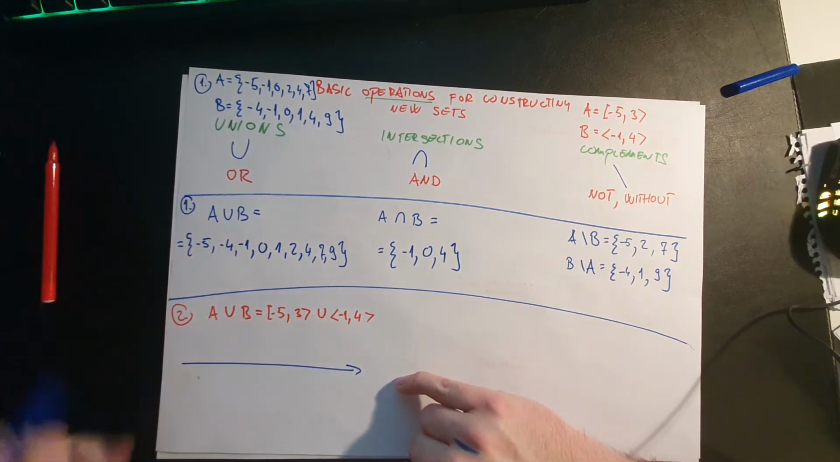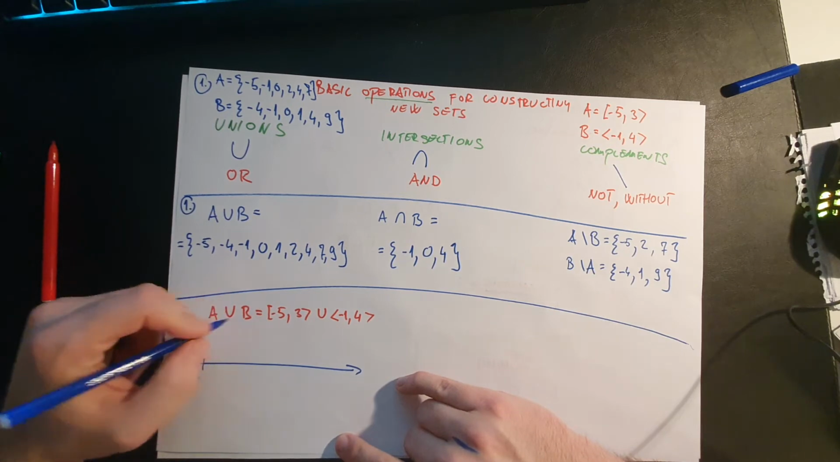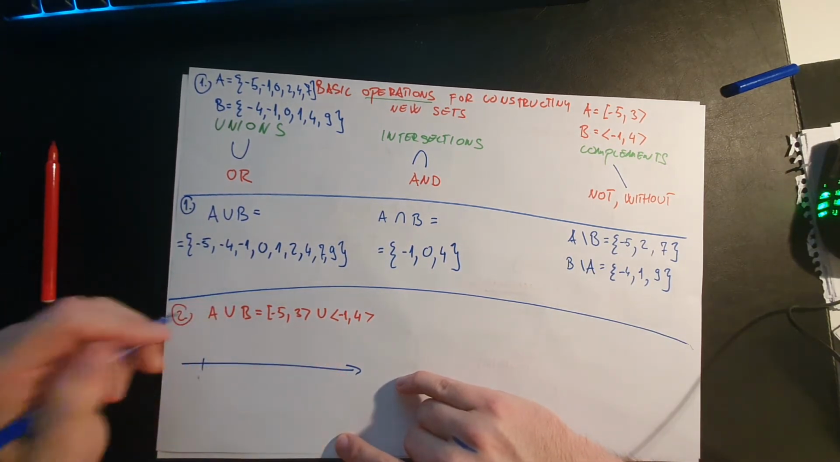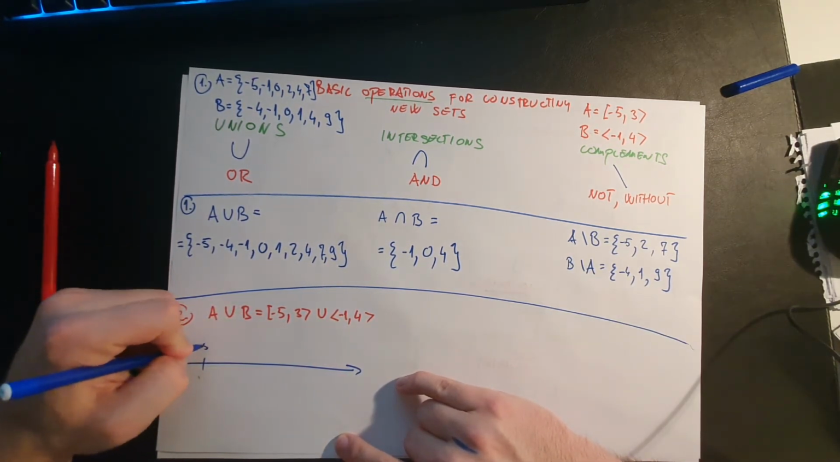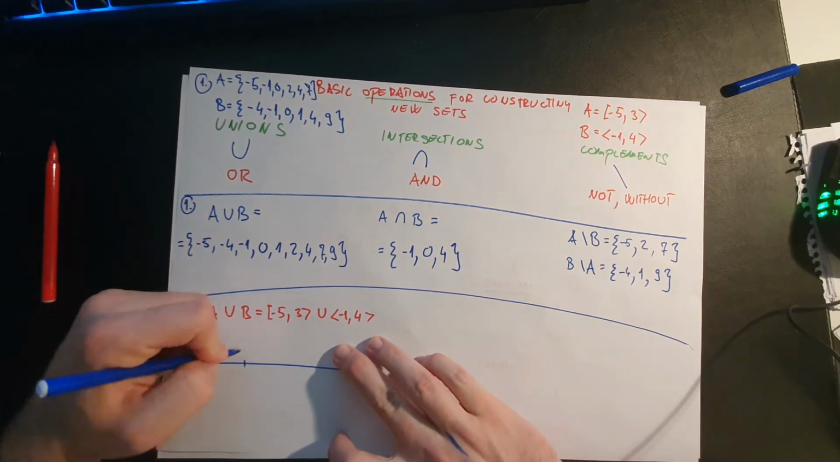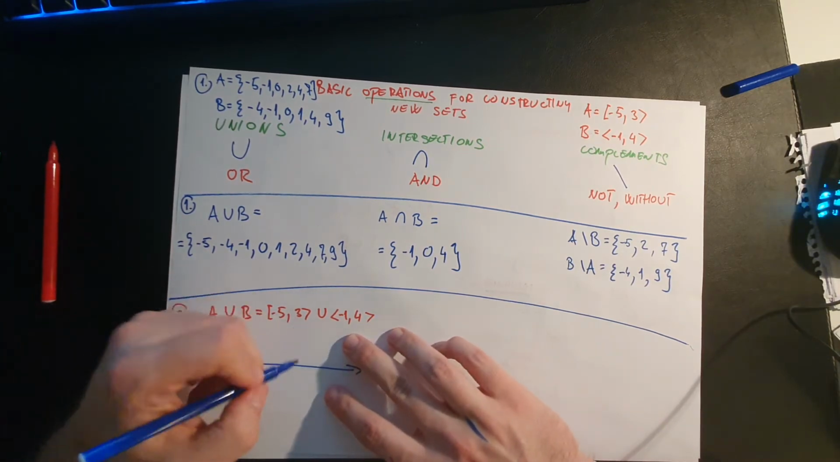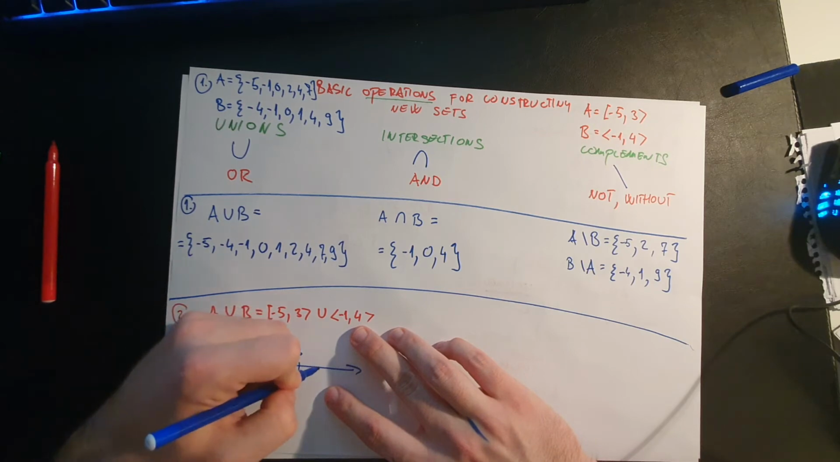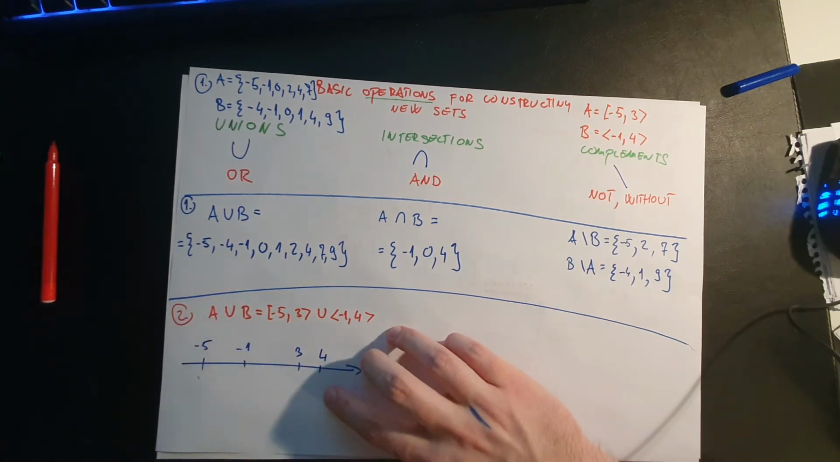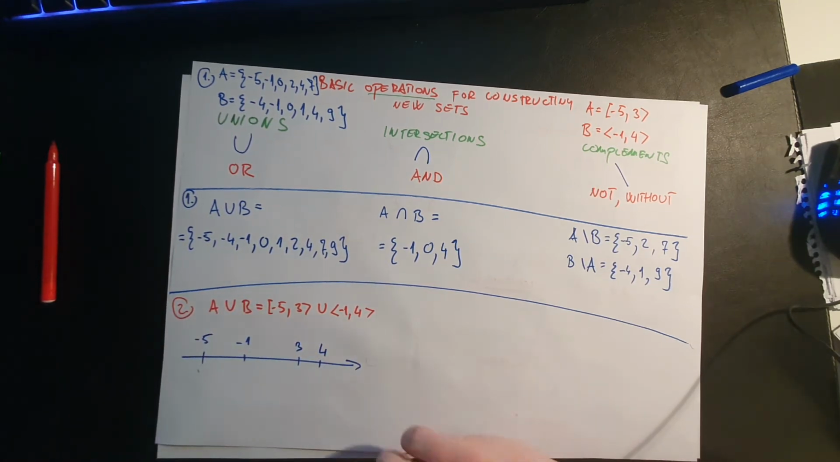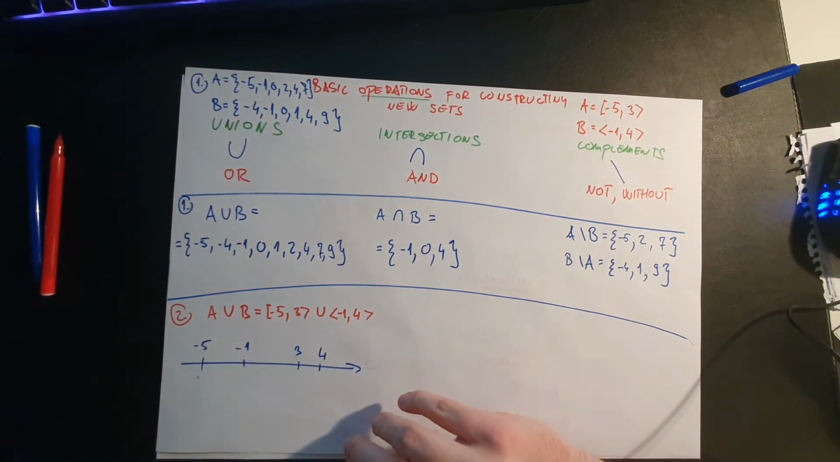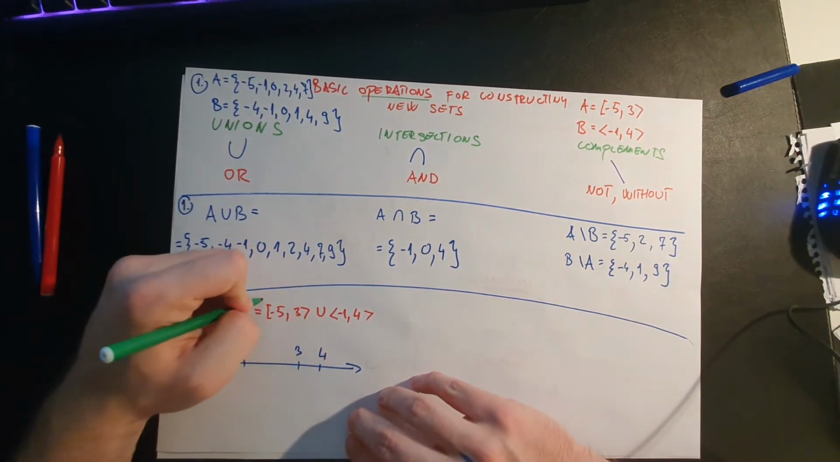So -5 has to be on the furthest part. So let me just go with the values themselves. So -5, the next one is -1. Let's put -1 here. Let's say 3 and 4. So these are the values that we need in this task.